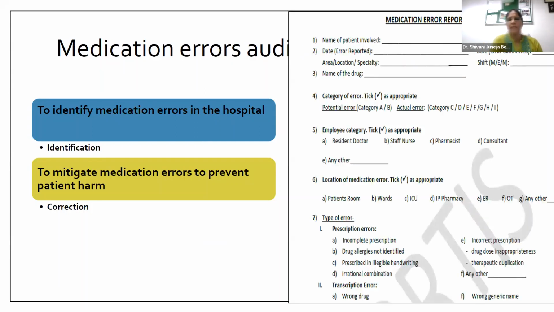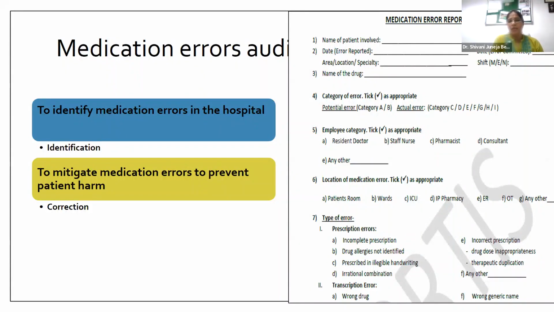This is one medication error audit form. This is what we are using here. I just wanted to share a glimpse with you that herein we are taking the identification of the patient, the area of error, the name of the drug, category of error, employee category, location of the medication error, and types of error. I'll brief about the types of error after this.